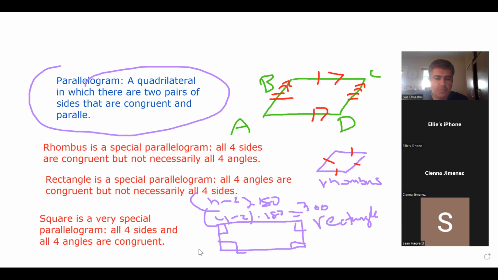Because a square does satisfy the definition of a rectangle, and a square does satisfy the definition of a rhombus, and of course, a square satisfies the definition of a parallelogram. So there's kind of a hierarchy here. Actually, I should have flipped it over, but the parallelogram is kind of at the bottom of the food chain. The rhombus and rectangle are in the middle, and the square is at the top of the pyramid.